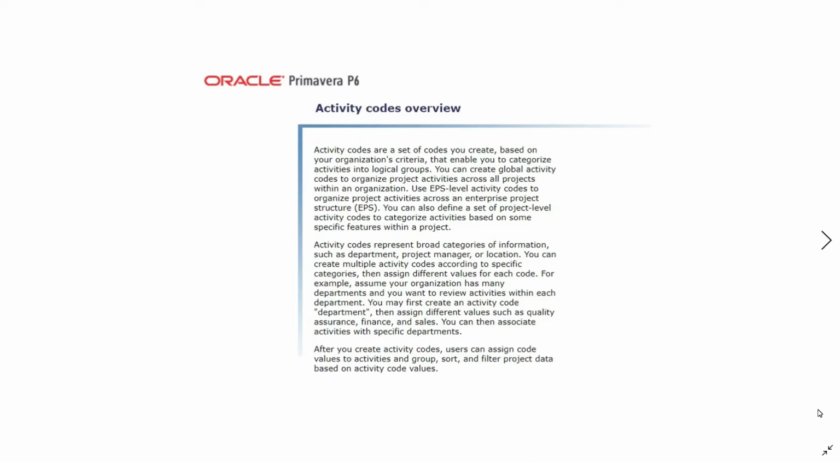After you create activity codes, users can assign code values to activities and group, sort and filter project data based on activity codes. So activity codes is very similar to WBS. Oracle Primavera has these two options and I prefer to discuss both of them here, identified in your time schedule, because activity codes give you more options and power in Primavera functions such as filter and global change. So without further ado, let's get started.